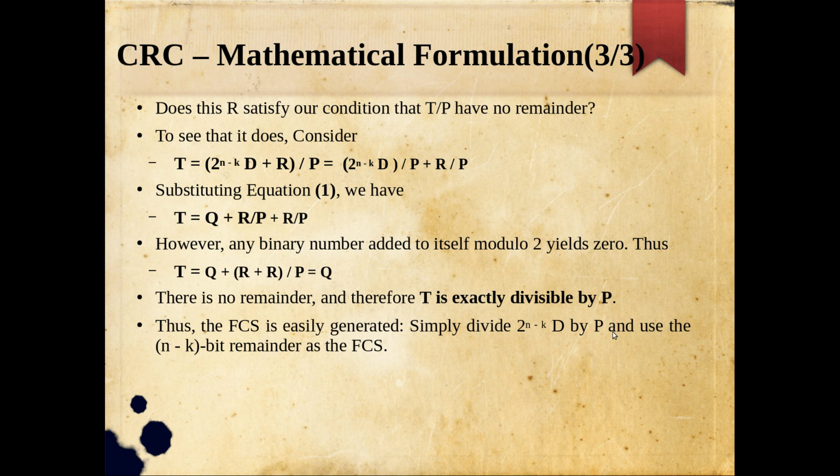Whatever the question is, what you have to do is simply multiply the message by 2 power n minus k, where n minus k is the length of the frame check sequence to be generated, or append that n minus k number of zeros. If you don't know the length of the frame check sequence, just see the length of the pattern. If the pattern is of 5 bits, then you will be appending 4 zeros.